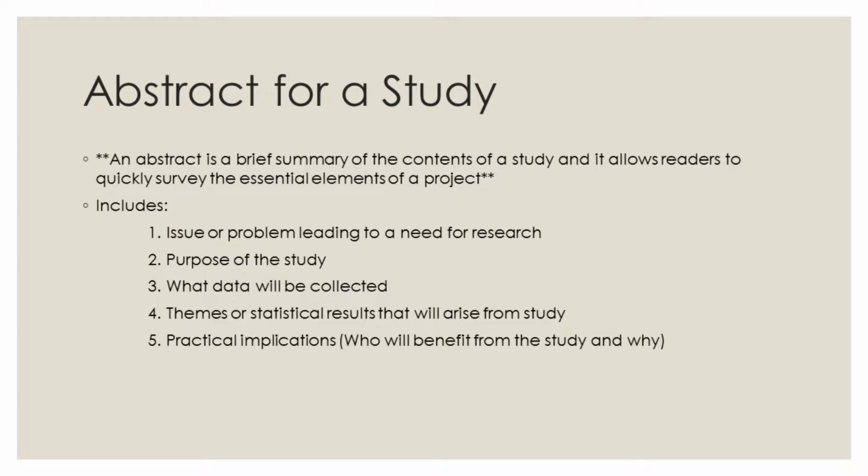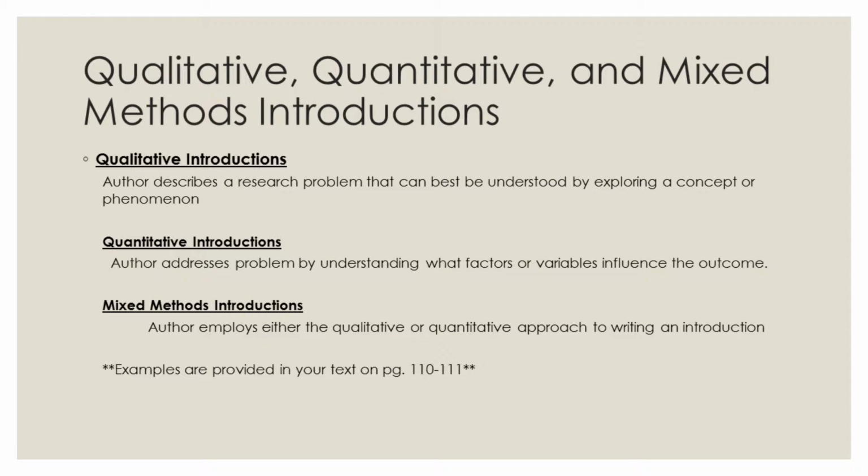All research proposals, as well as most journal articles, require that you include an abstract of the study. This abstract is really just a brief summary of the contents of your study, and it allows the reader to quickly survey the elements of your research project to determine if it is actually of interest to them. Your abstract should include things like your statement of the problem, the purpose behind your research, what data will be collected and how you will collect it, the results of your study, as well as how these results lead to implications for future practice. Depending on the type of research approach that you hope to use, there are different ways to approach the abstract of the study.